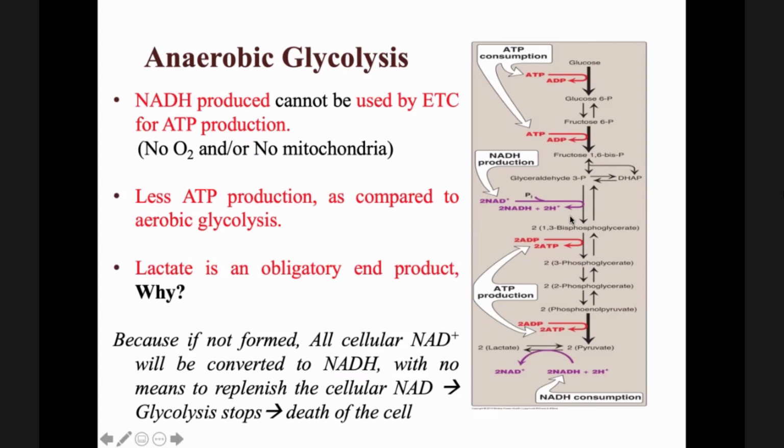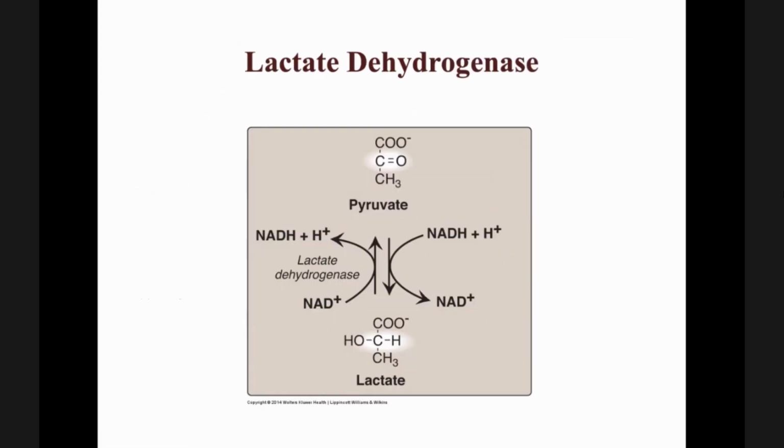Okay, so we will produce 2 NADH, 2 ATP will be produced here, and 2 ATP will be produced here. But these 2 ATP minus these 2 ATP, then we will only have an end result of 2 ATP. And we will not get any benefit from the NADH, because it will be reoxidized in order to form lactate. This will be reoxidized by using the lactate dehydrogenase enzyme.